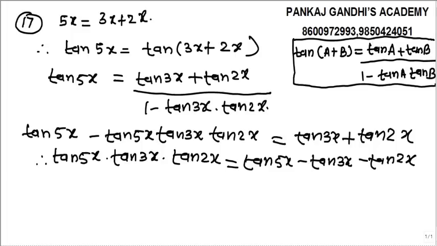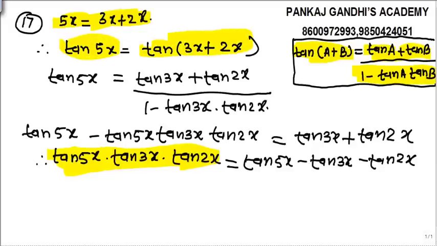Question number 17. Here we have to find the value of this expression, tan 5x into tan 3x into tan 2x. From the values we come to know that 5x is equal to 3x plus 2x, so obviously we will use this formula, tan of A plus B is equal to tan A plus tan B divided by 1 minus tan A tan B. So 5x is 3x plus 2x. So I can write tan 5x as tan of 3x plus 2x.